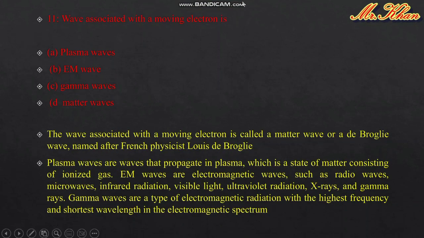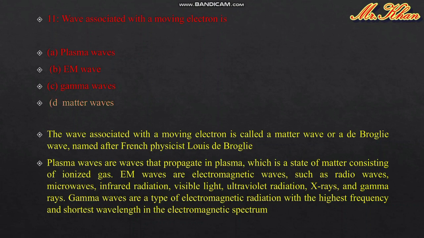The wave associated with a moving electron is: A. Plasma waves, B. EM wave, C. Gamma waves, D. Matter waves. The wave associated with a moving electron is called a matter wave or a de Broglie wave, named after French physicist Louis de Broglie.